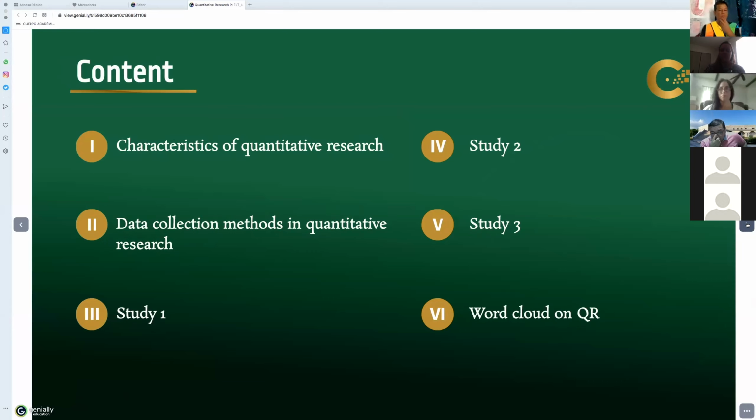I'm going to start with some characteristics of quantitative research. And after that, I will be talking about data collection methods, data gathering methods in QR, in quantitative research. And then I'm going to provide three examples, typical examples, one a local one from one of our former students, and a very brief activity at the end.